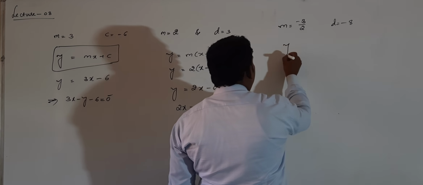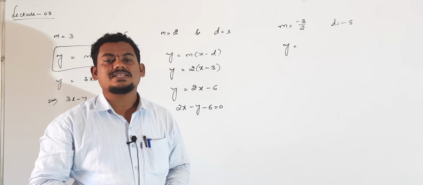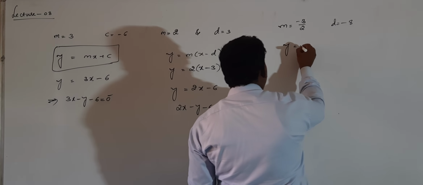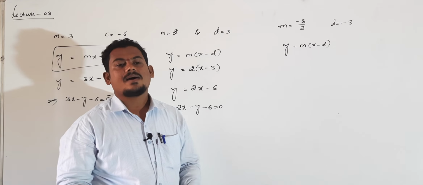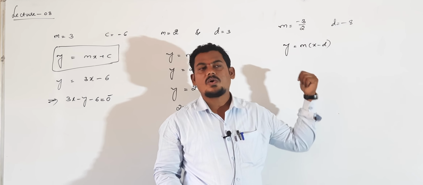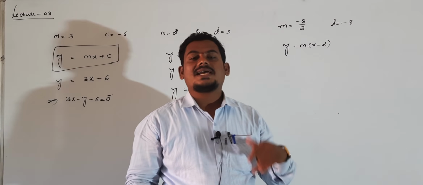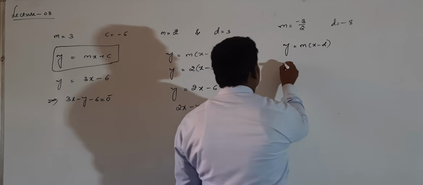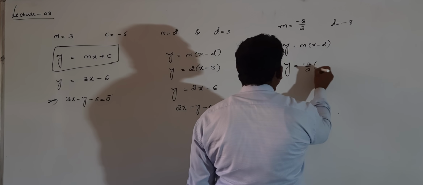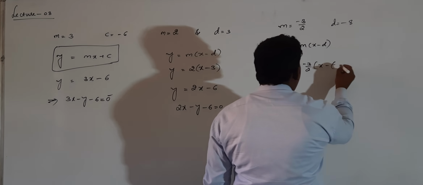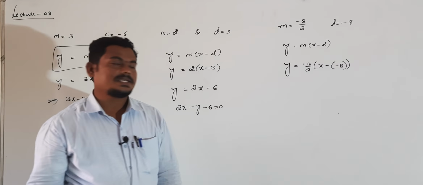Then y is equal to formula. When slope and x-intercept is given, then what is the formula? Then y is equal to m into x minus d. This is the formula applicable whenever slope and x-intercept is given. Here d is x-intercept of the line and m is slope of the line, right? Then y is equal to, what is m value? Minus 3 by 2 into x minus, here d value itself is negative, so minus of minus 8, right?